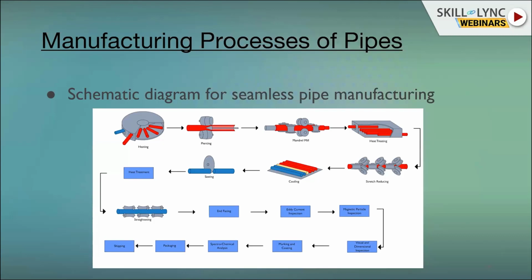Then the end finishing. For example, depending on what kind of pipe the customer requires, a plain end pipe or a bevel end pipe, that finish is done. That is done in the end finishing.